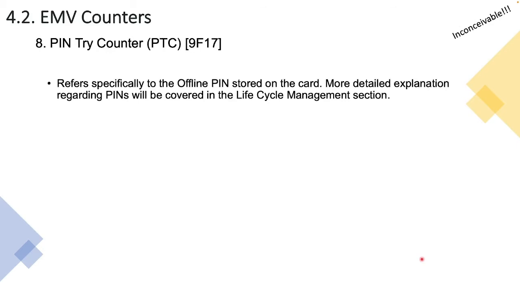The next pin is one of those very important pins that we will look at now, and we will refer to in later sections as well. Okay, so now we're looking at the pin try counter, which we commonly refer to as the PTC, and the tag for this is 9F17. This PTC, or this pin try counter 9F17, refers specifically to the offline pin that we store on the card itself.